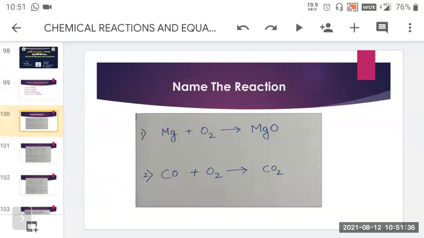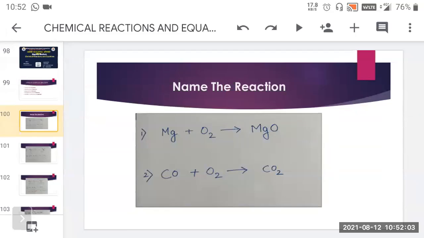Okay, first is Mg plus O2 gives you MgO. Now in this case, we studied the 5 reactions, 5 names we know. So we will go one by one and see whether that particular reaction is fitting here or not. If it is fitting, then we can say it is that particular reaction. So Mg plus O2 gives you MgO.